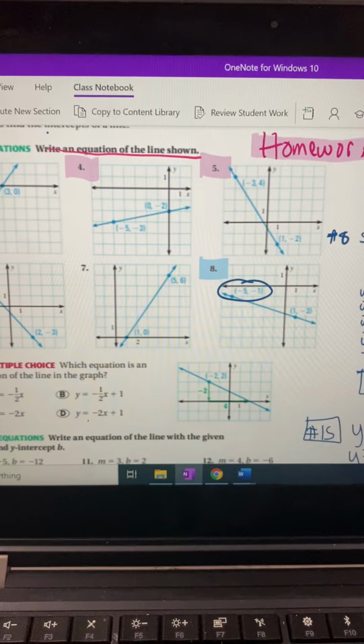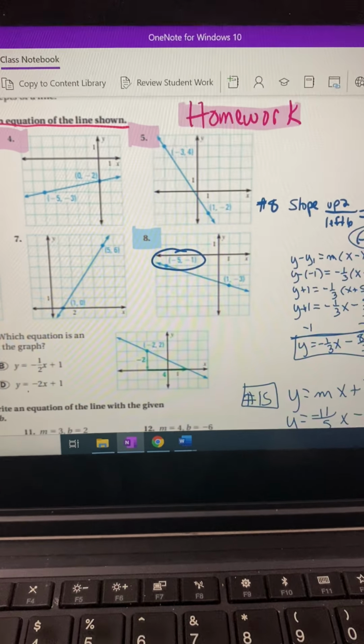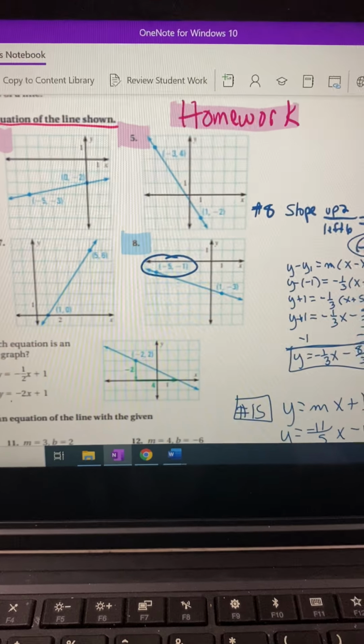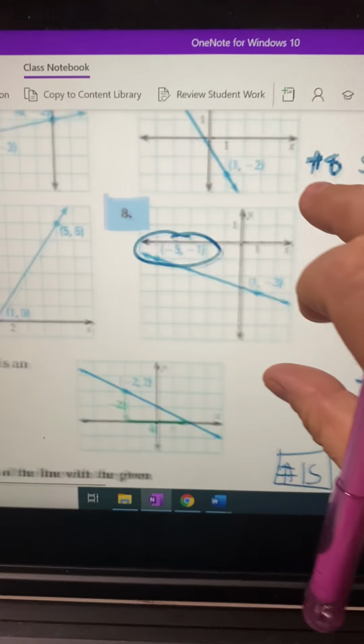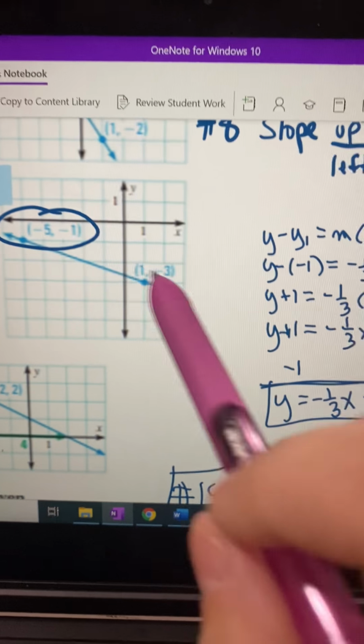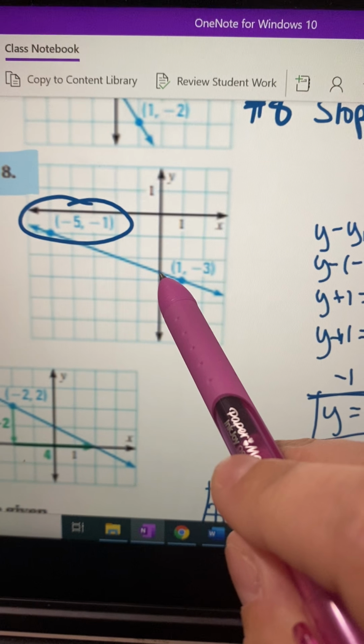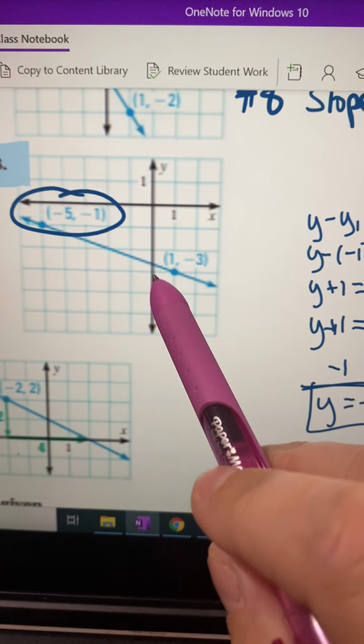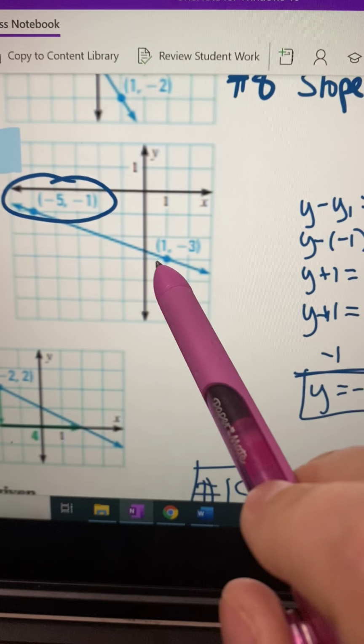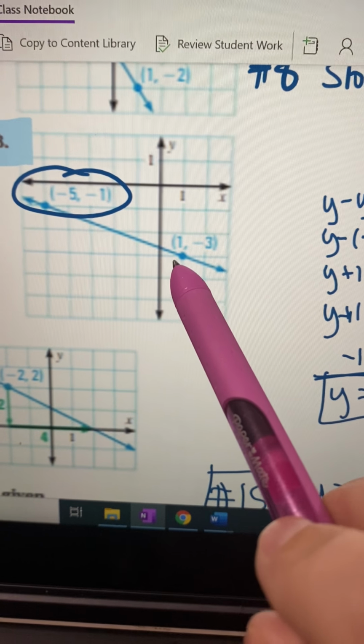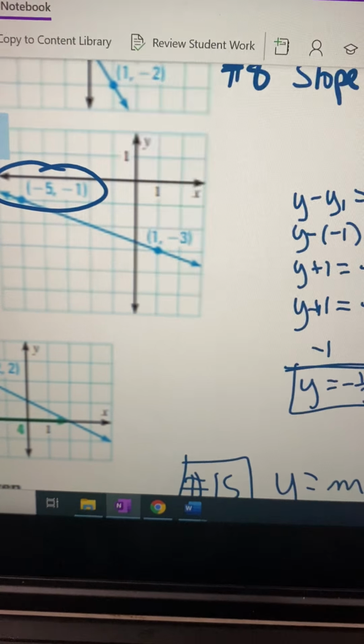Well, we need to either know the slope and the y-intercept or the slope and a point. The slope is very easy. You can find that by counting. With number 8, I cannot tell where that y-intercept is. I'm not going to assume, I'm not going to guess. But I can find the slope by counting or using the slope formula. And I'm going to use a point on the line.